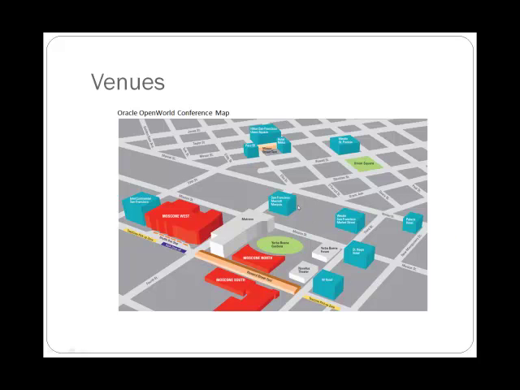The bulk of conference sessions are located in the Moscone complex, the red buildings, and the neighboring Marriott Marquis. However, the Hilton Union Square to the north also hosts a large number of sessions.